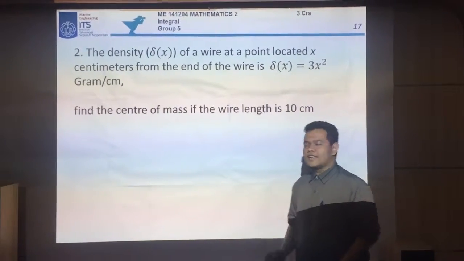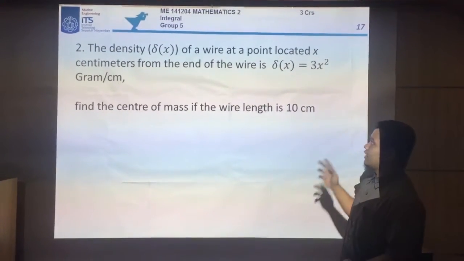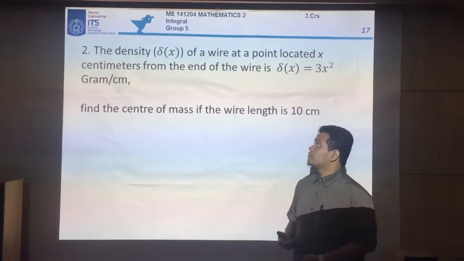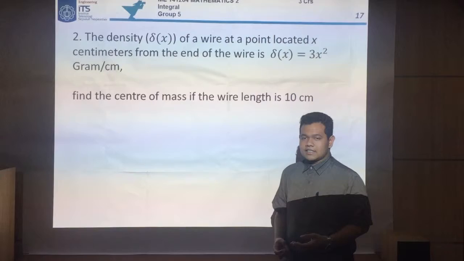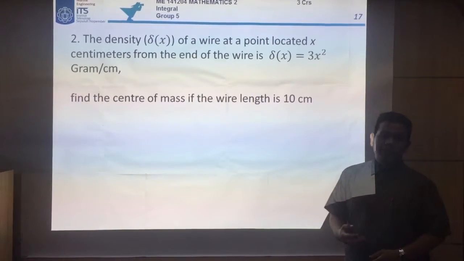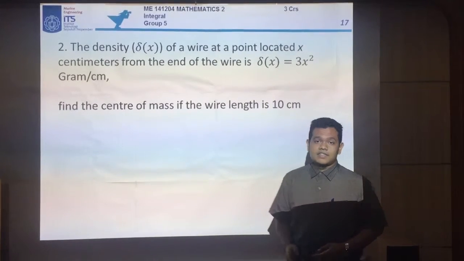Okay guys, let's move to the next question. The density, or delta x, of a wire at a point located x centimeters from the end of the wire is delta x equals 3x to the power of 2 grams per centimeter. Find the center of mass if the wire length is 10 centimeters.